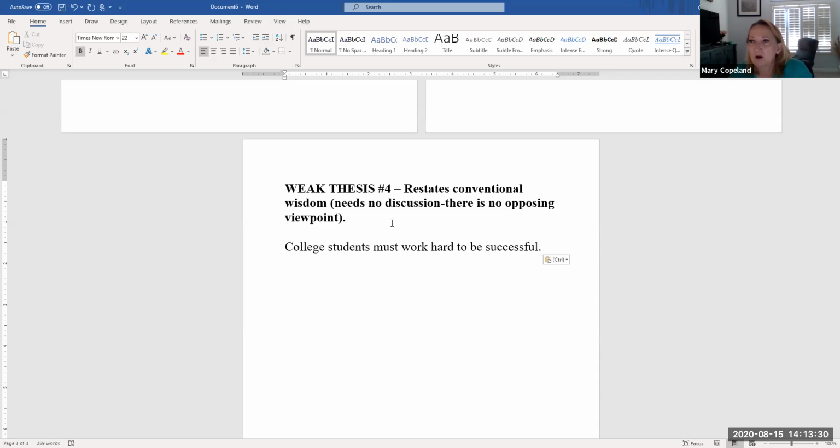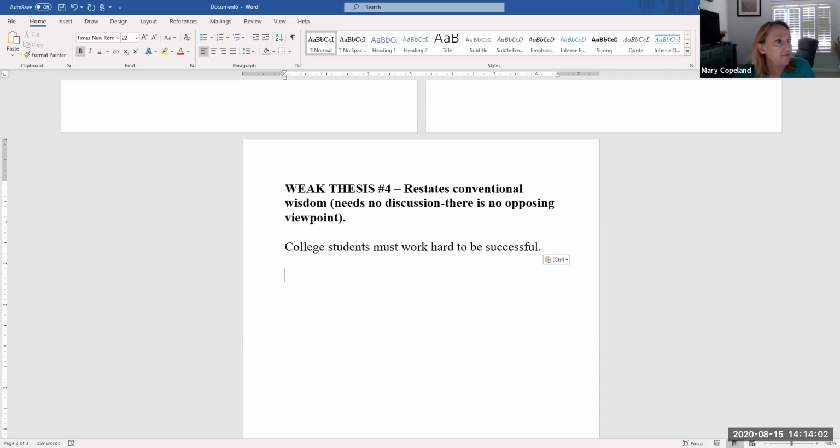College students must work hard to be successful. Are there a few college students that probably breeze through college because they're really bright and they can just put their work out? True. But in general, we know that college students really have to work hard in order to be successful. So it's just saying something we already know. Like I said, it's kind of saying cats are animals.